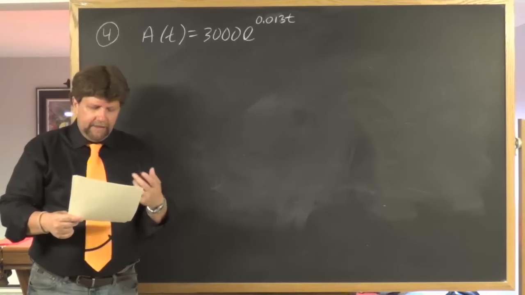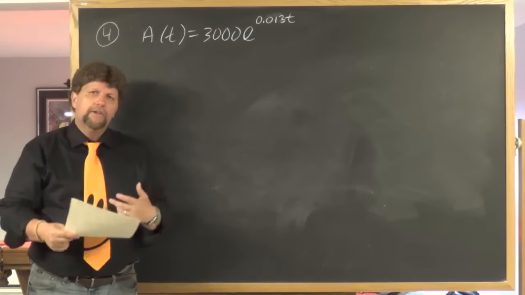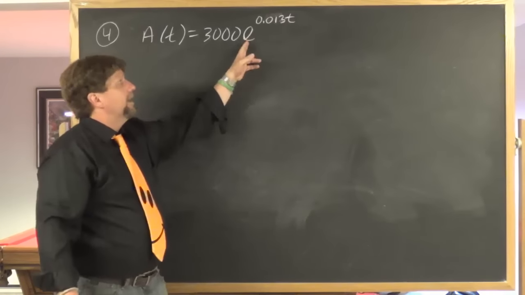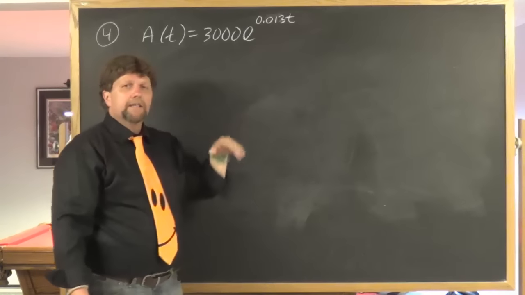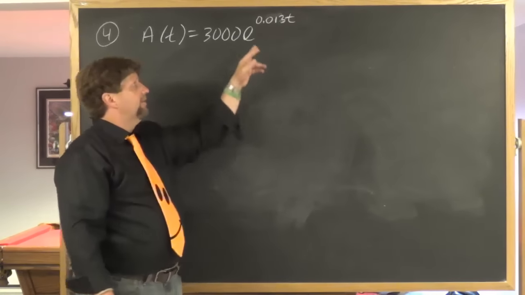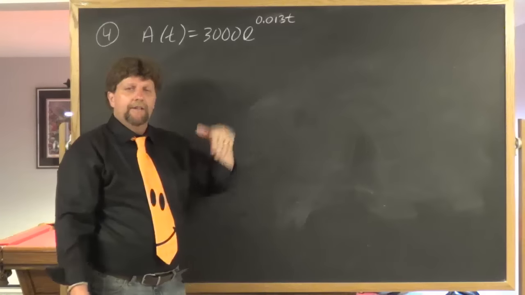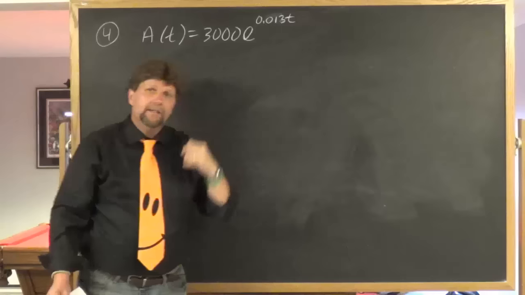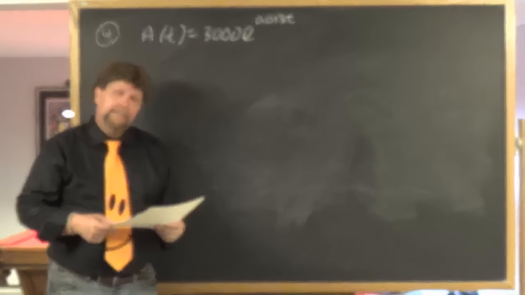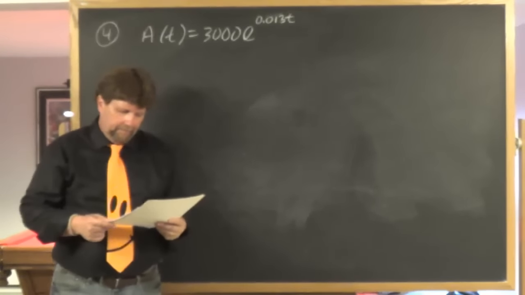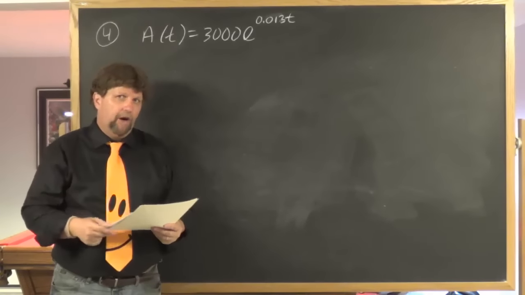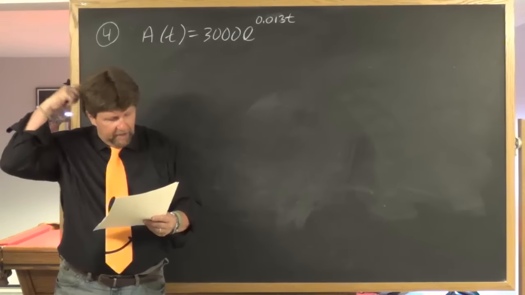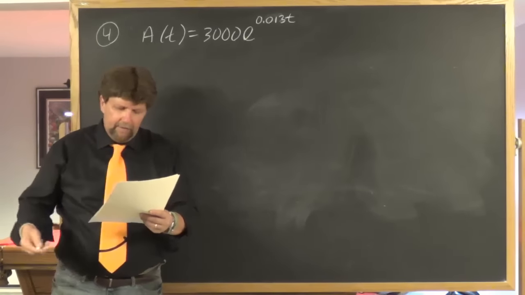Part A, does the function model exponential growth or exponential decay? Okay, folks, remember when the base is e, if the exponent's positive, it's exponential growth. If the base is e and the exponent's negative, it's exponential decay. So since the base is e, the exponent's positive, my answer to part A is that it's exponential growth. Part A, the answer is exponential growth. Now part B says evaluate A of 0, and what does that represent?